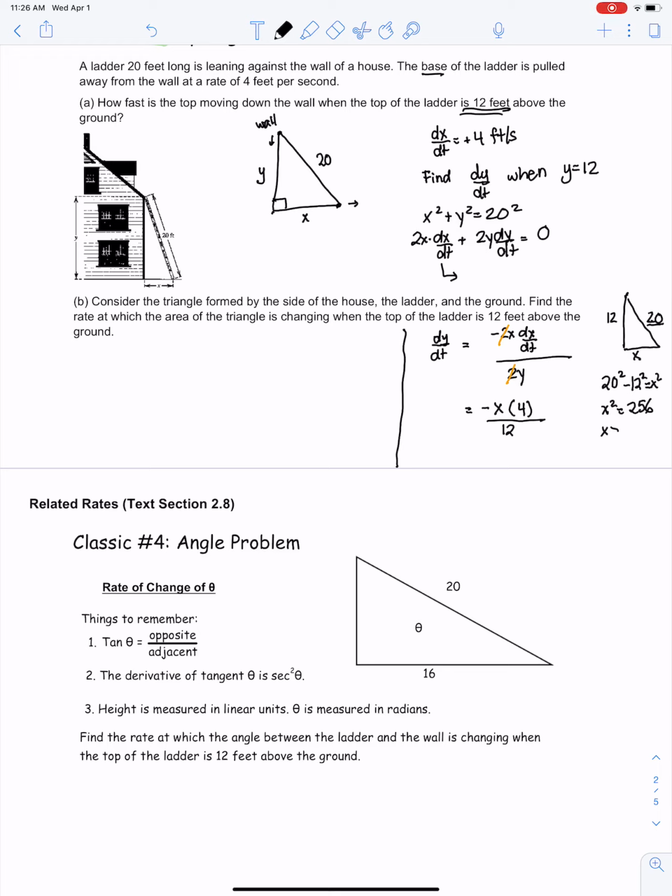Because we're talking about a length, x is greater than 0. So when I square root, I'm only taking the positive square root, which is 16. And then I get negative 16 times 4 over 12. And you can either work that answer out or just leave it like that. And in this case, we get negative 16 over 3. And then the units would be, how fast is the top of the ladder moving down? Feet per second.